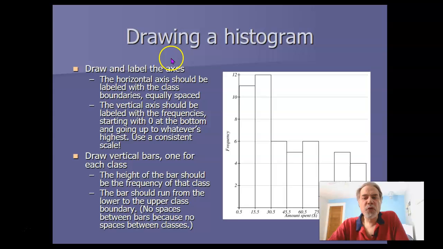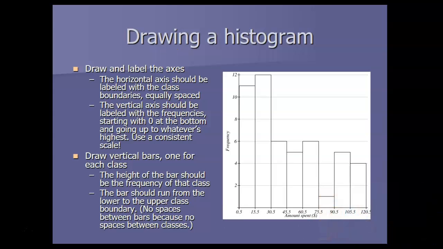So here's how you draw a histogram. You can get a computer to draw one for you, but it's nice to do at least one yourself on paper so you know exactly what's going on and you know what the computer is doing when the computer draws a histogram, or what to look for when you're looking at a histogram that somebody else drew.